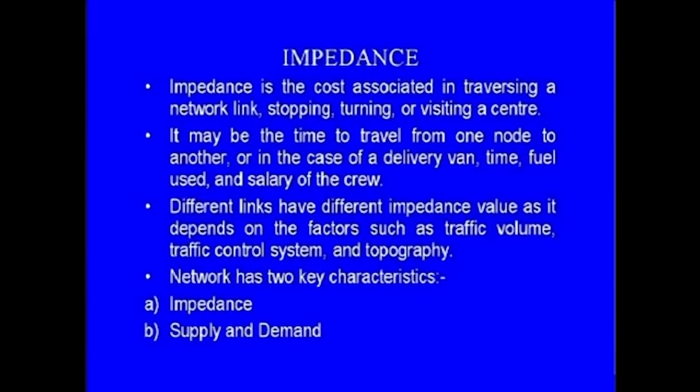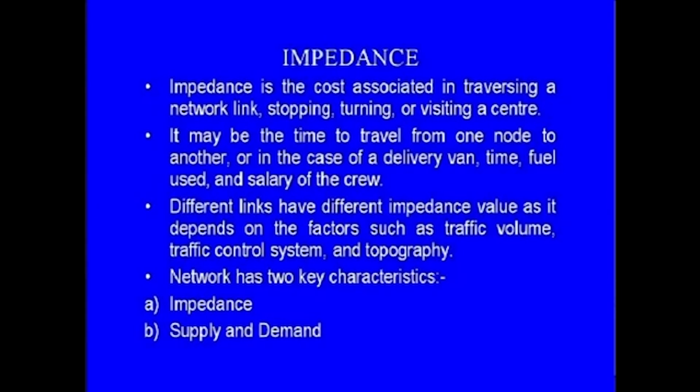Now, let us look at some of the specific types of network attributes. First is impedance. Impedance is the cost associated with traversing a network link, stopping, turning or visiting a center. It may be the time to travel from one node to another, or in the case of a delivery van, time, fuel used and the salary of the crew. Different links have different impedance values, as it depends on factors such as traffic volume, traffic control systems and topography.